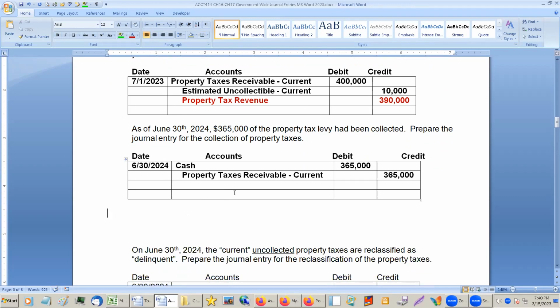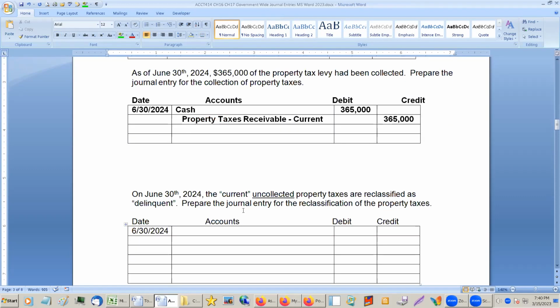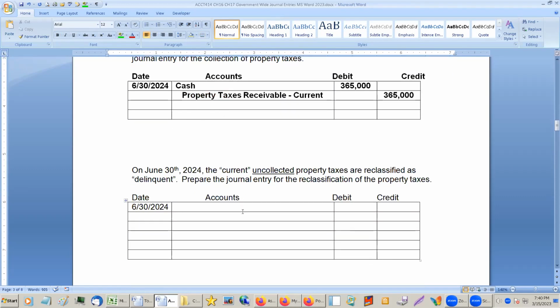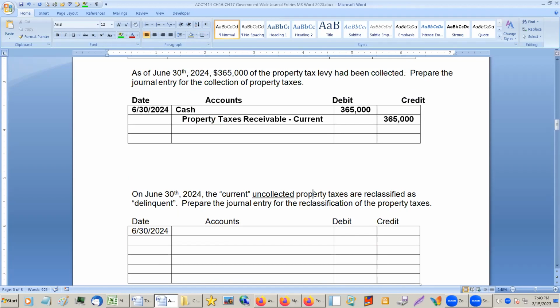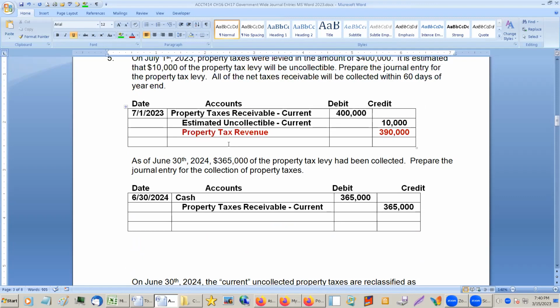I left so much room here for these. On June 30th, the current uncollectible property taxes are reclassified as delinquent. So how much of the current property taxes do we still have left?